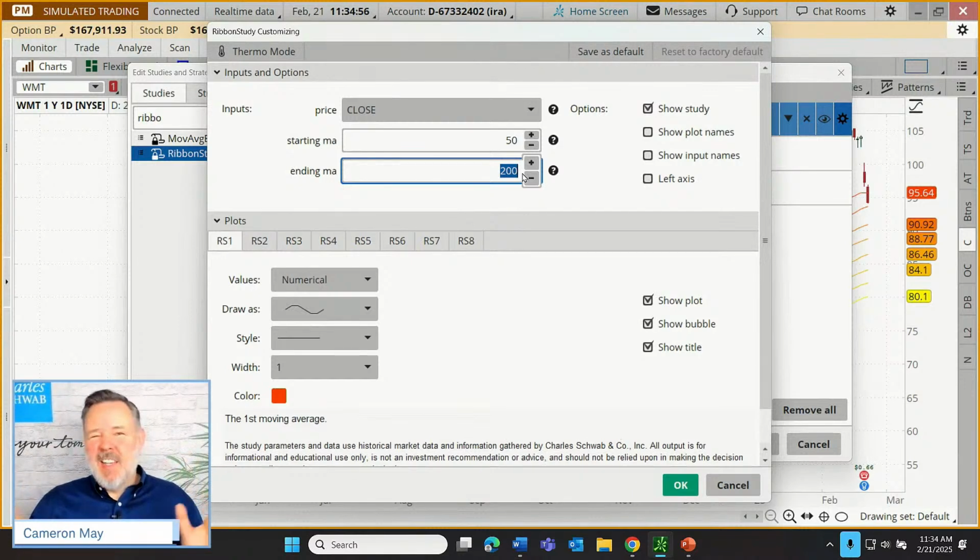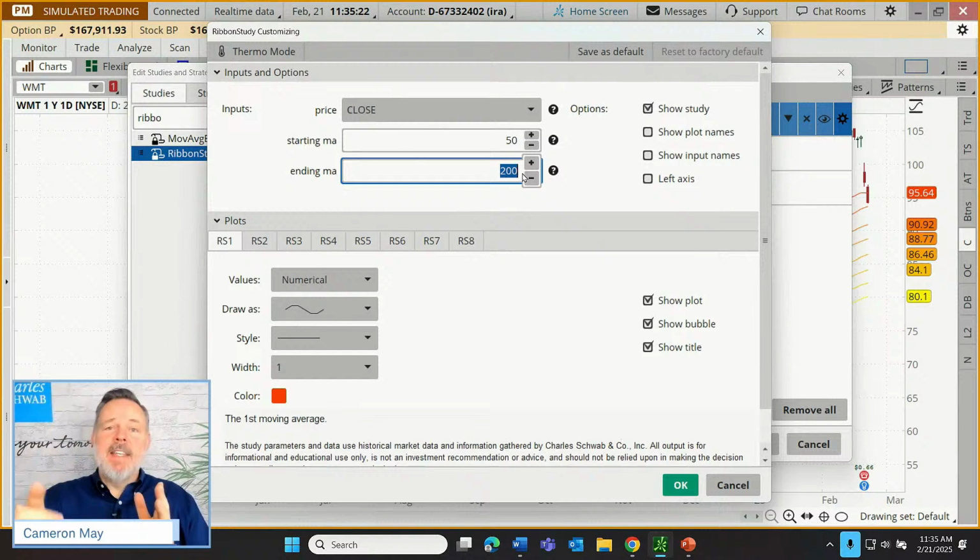And just so you know, I've done the math on this in the past, and I know that's going to be actually in 21.43 period increments. 21.43. Yep. So our first moving average is going to be 50. Our second one is going to be 71.43, rounded down to 71. Our third one is going to be, what would that be?